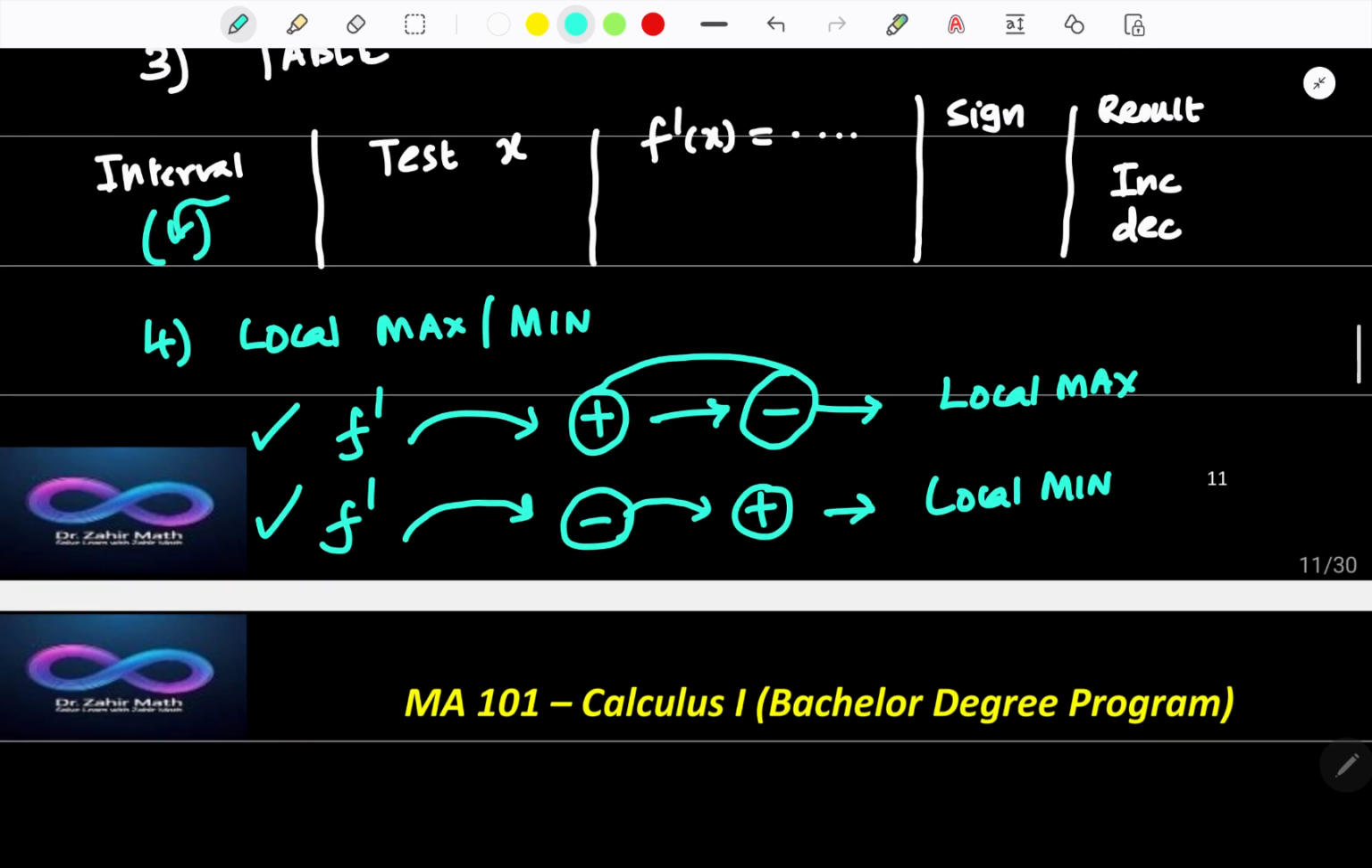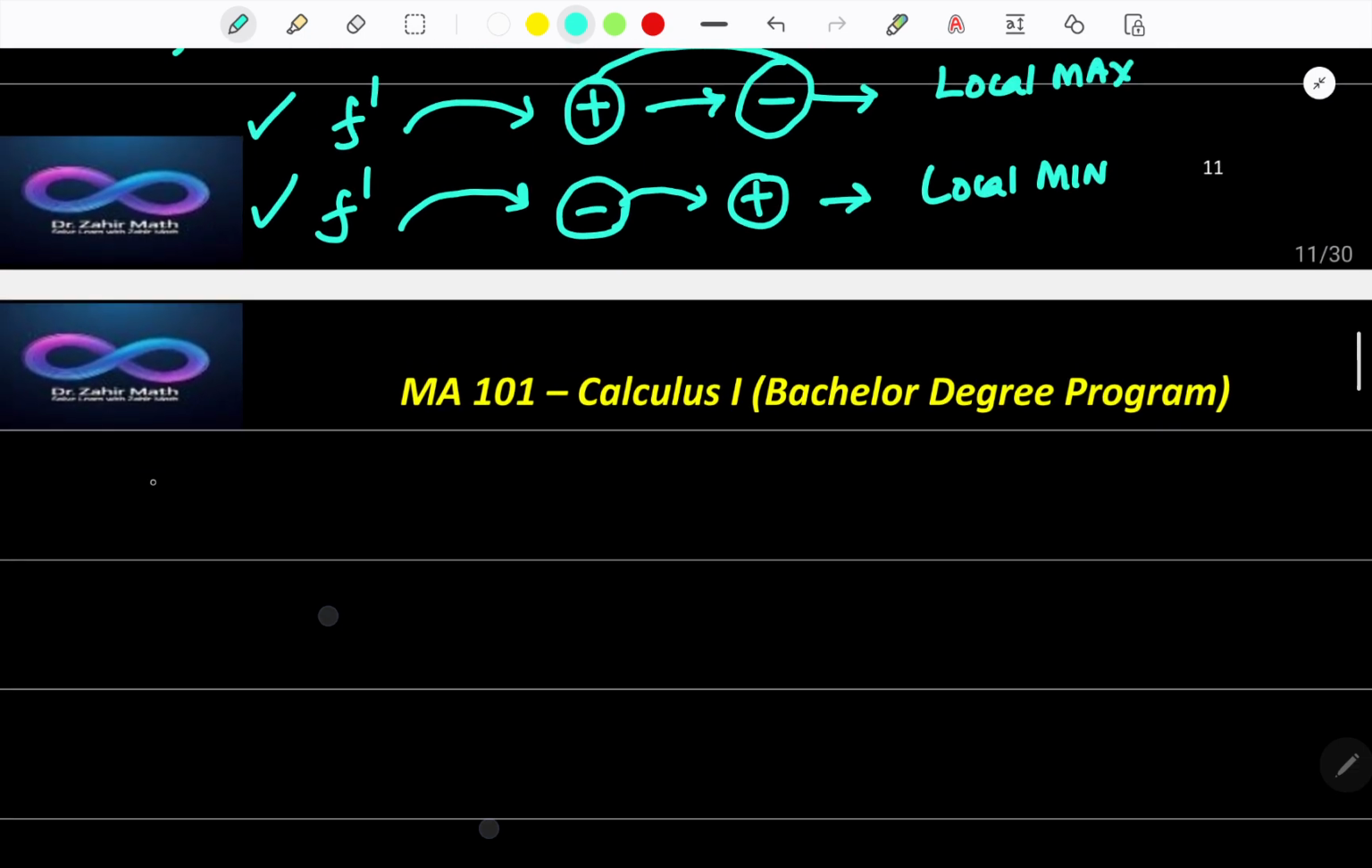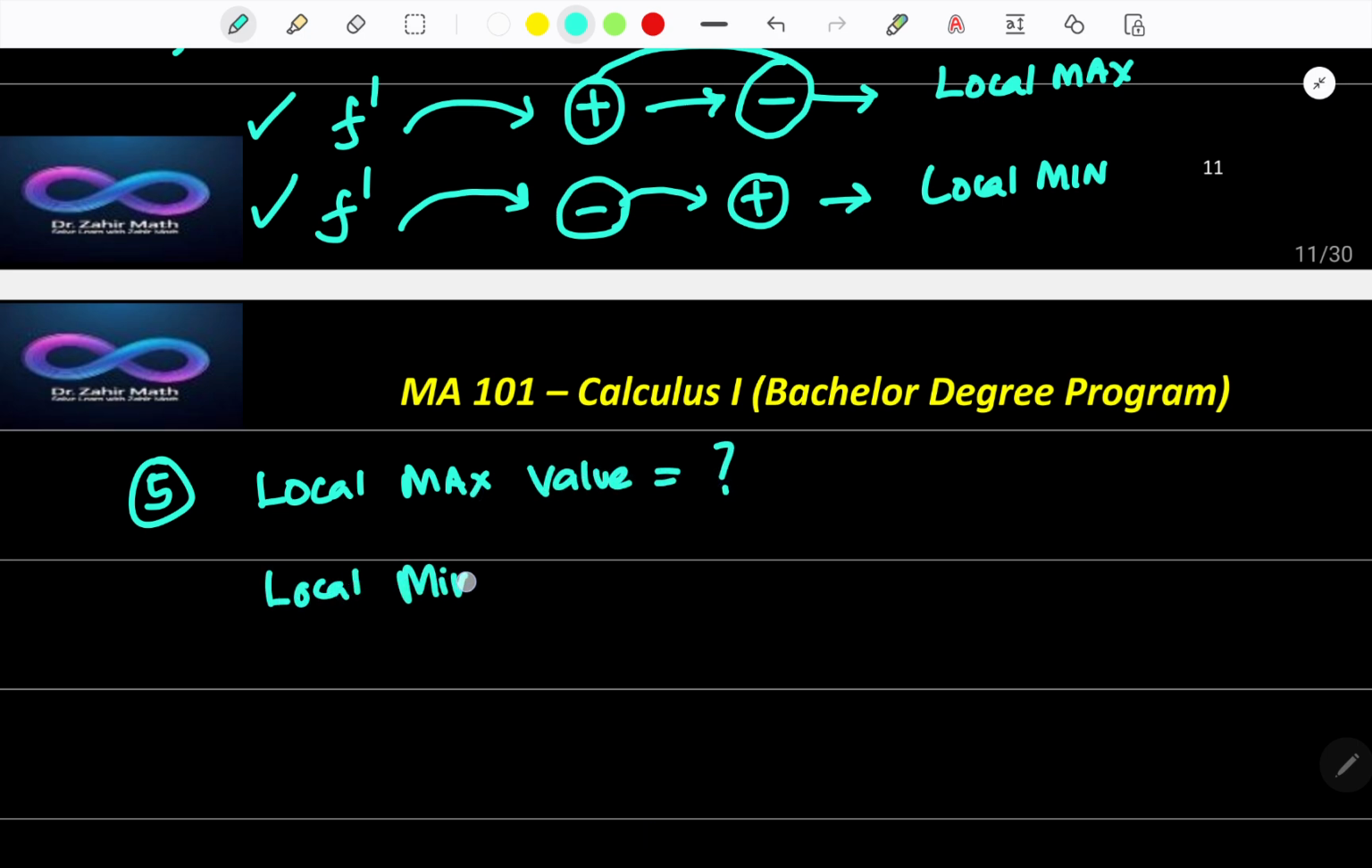Which point? This point, okay, right. Then step number 5 is you have to find the local maximum value and the local minimum value. For all the questions, will both be available? Not necessary. Sometimes only maximum, sometimes only minimum, sometimes both maximum and minimum value.